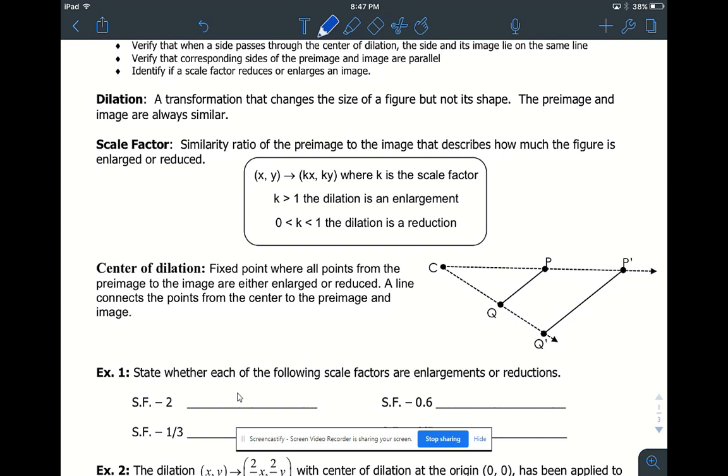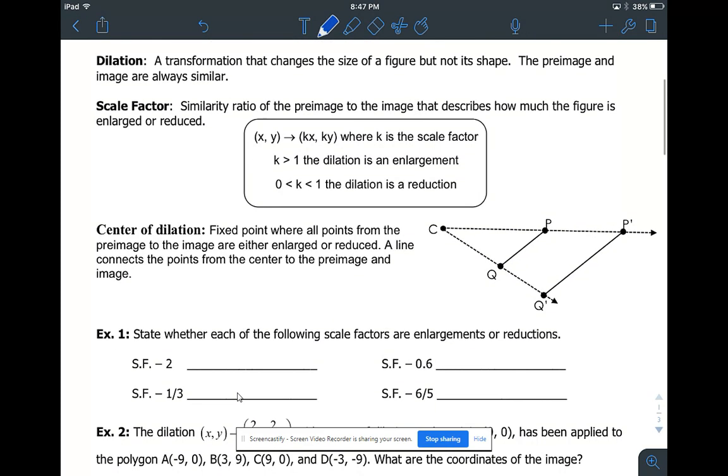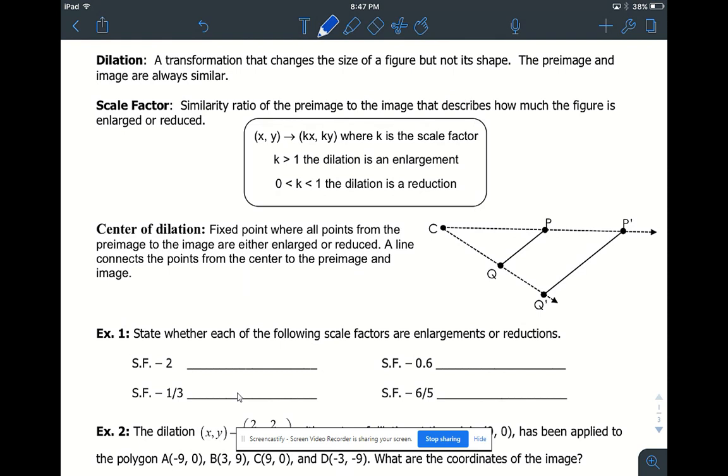All right, scale factor is the similarity ratio of a pre-image to an image that describes how much the figure is either enlarged or reduced. So whenever we're talking scale factor, like if we've got a scale factor of 2, that means you double the size. If you've got a scale factor of 1/2, that would mean you are cutting the size in half.